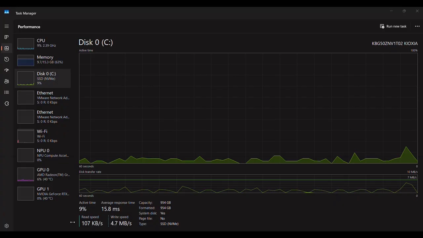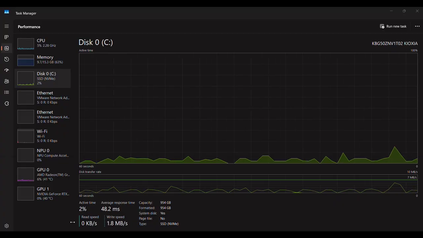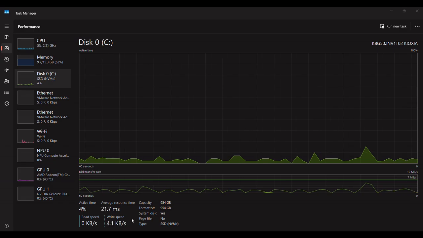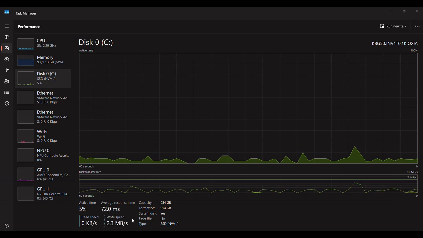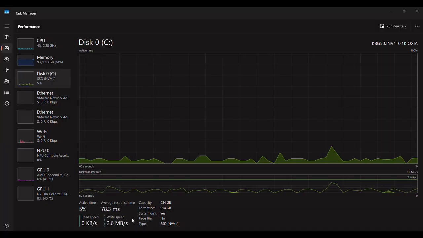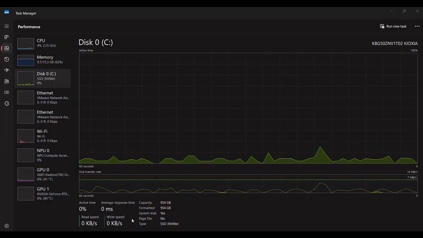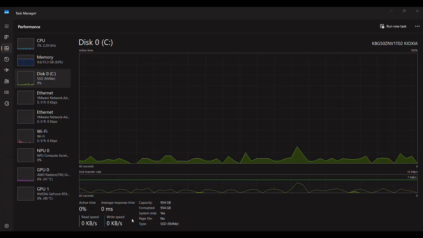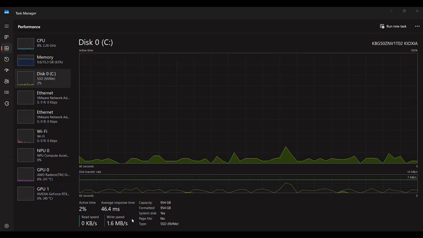The write speed value represents how much data is currently being written to the storage device. Examples include logging operations, downloads, temporary files, software installation, and database activity. Excessive write activity over a long period may contribute to storage wear or performance degradation.